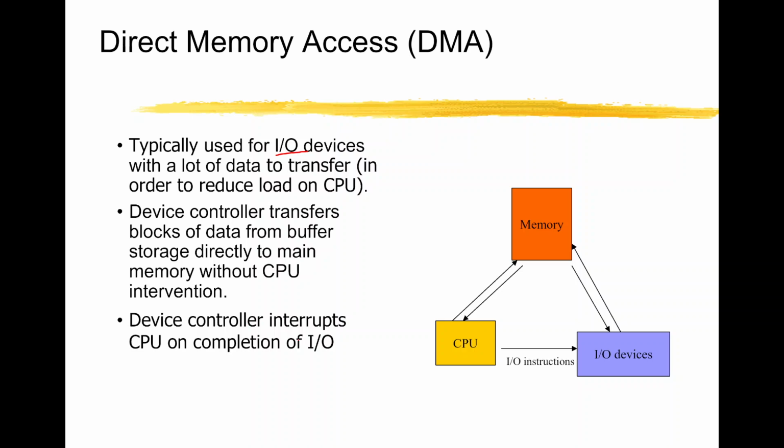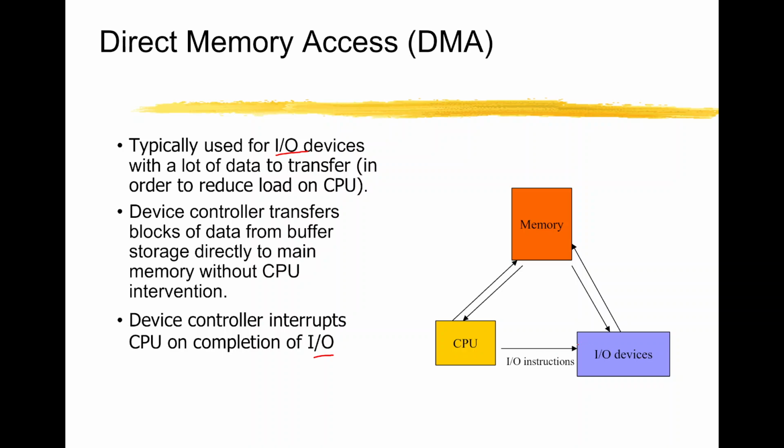The device controller interrupts the CPU on completion of the I/O. It interrupts the CPU on completion of the input-output device, all right? So this is what happens here. You have the main memory here. You have the CPU. The CPU must get things from main memory for it to work. You have the I/O devices here.